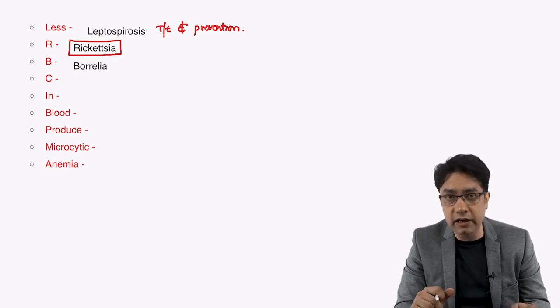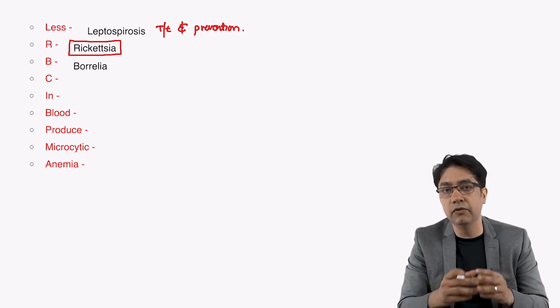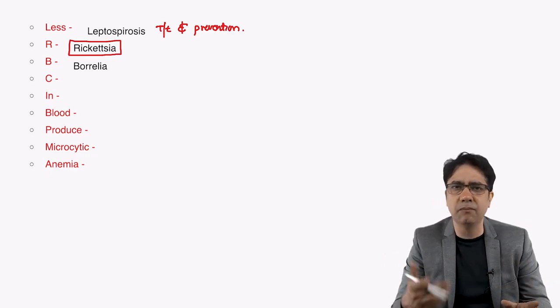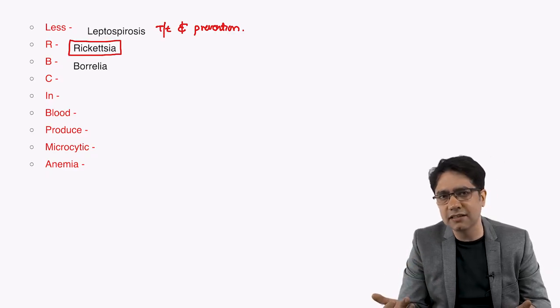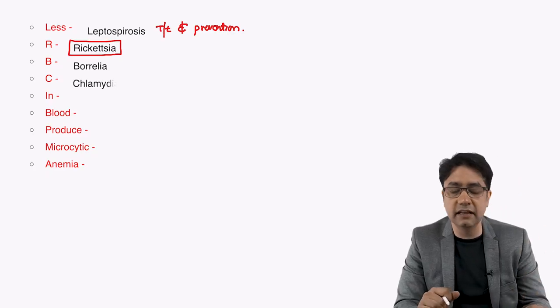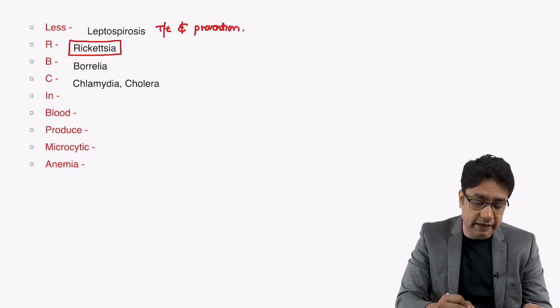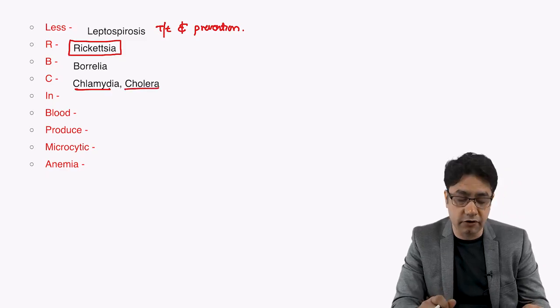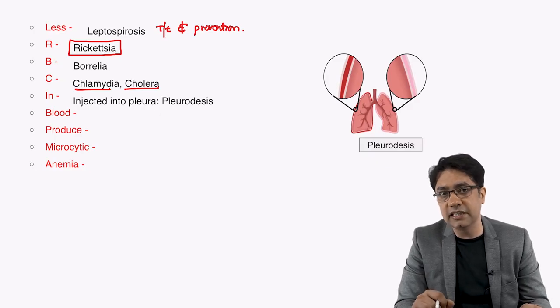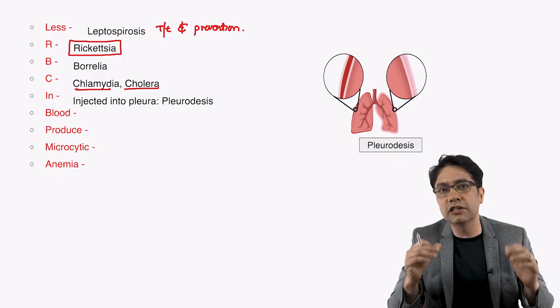B for Borrelia infection. I will be telling you about the treatment of Borrelia and all other infections in great detail. Borrelia causes Lyme's disease, relapsing fever. Drug of choice is doxycycline. It is given for chlamydia and cholera. Drug of choice.